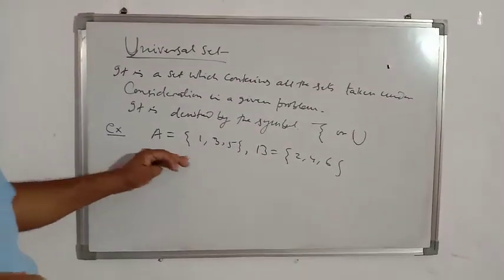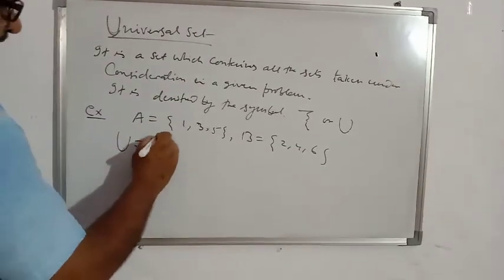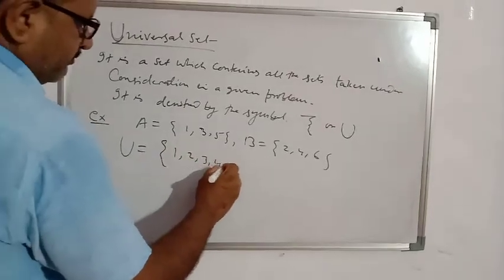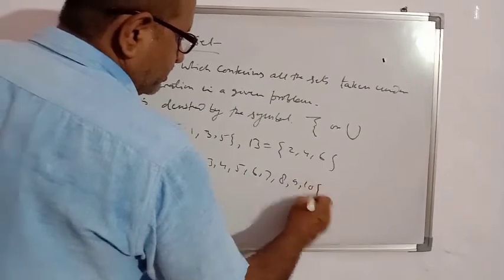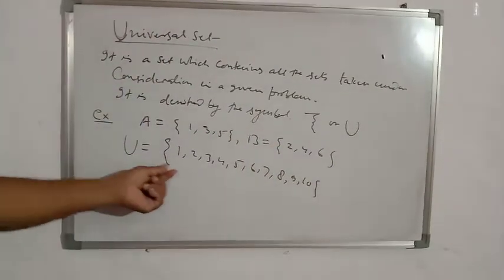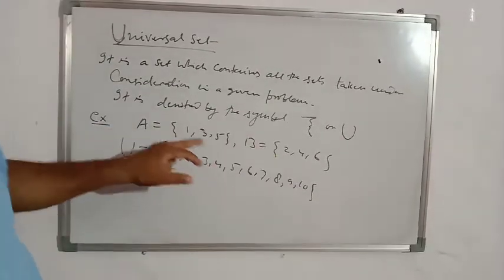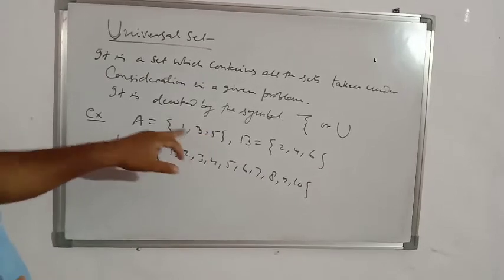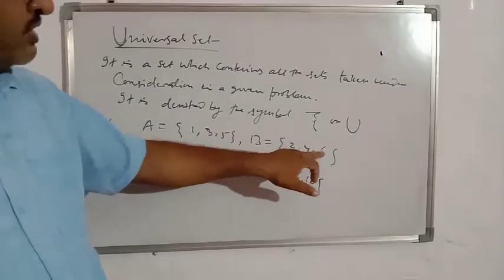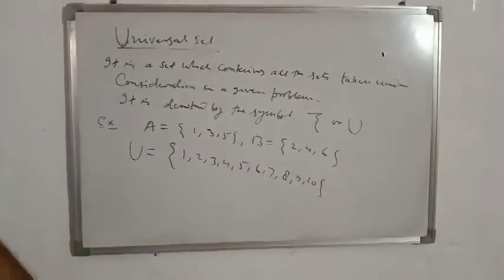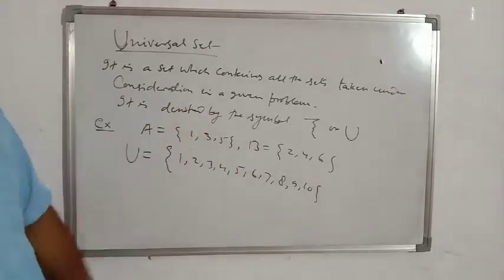So what will be the universal set for these two sets? For the universal set U, we can take 1, 2, 3, 4, 5, 6, 7, 8, or we can take up to 10 also. We can take the universal set from 1 to 10, because this universal set will contain both the sets. 1 lies here, 3, 5 elements of set A are also elements of this universal set. B elements 2, 4, 6 also lie in this set. So the universal set contains both the sets A and B which are given in the problem.